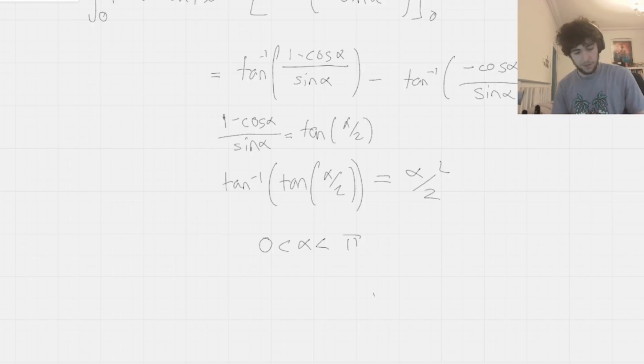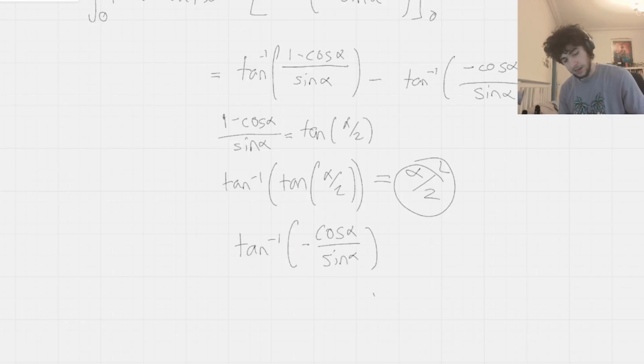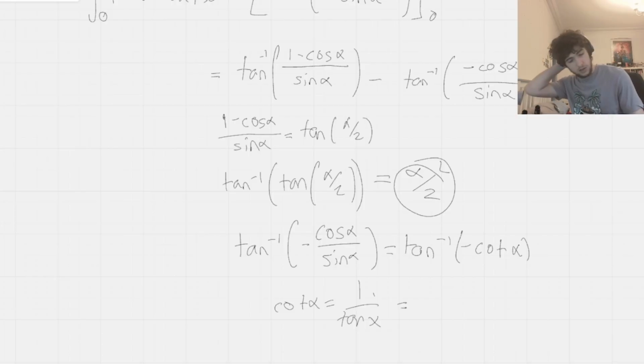Okay, so from that first part, arctan of 1 minus cosine alpha over sine alpha ends up being exactly alpha over 2. However, arctan of minus cosine alpha over sine alpha is the same thing as arctan of minus cot alpha, right? Since cot alpha is 1 over tan alpha, and tan alpha is sine alpha over cosine alpha, it gives you cosine alpha over sine alpha, and we have a minus in front.